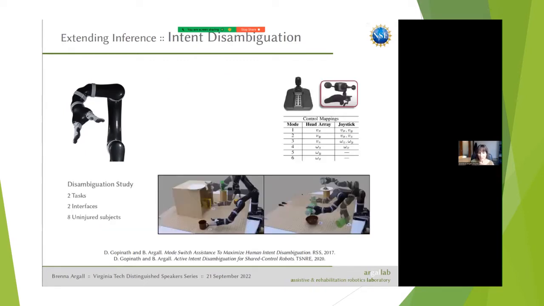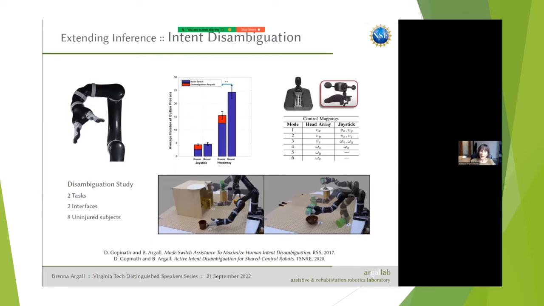So we ran a small study with 8 uninjured subjects. There were 2 tasks. They were operating this robotic arm. They were using 2 interfaces, the head array and the joystick, and you can see what modes each direction of motion was mapped to. And what we saw was that if we look at the number of button presses, where a button press could either be a disambiguation request or a mode switch, with the joystick, we had fewer mode switches under the disambiguation condition, but if we look at total button presses, they were actually about equivalent. So the disambiguation requests that were made made up the difference. But if we now look at using the more limited interface, we start to see a statistically significant decrease in the number of mode switches that need to happen.